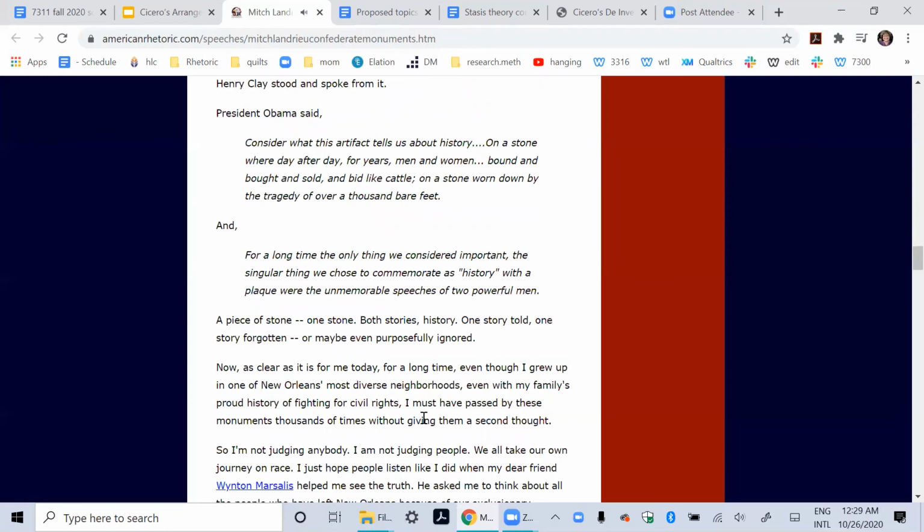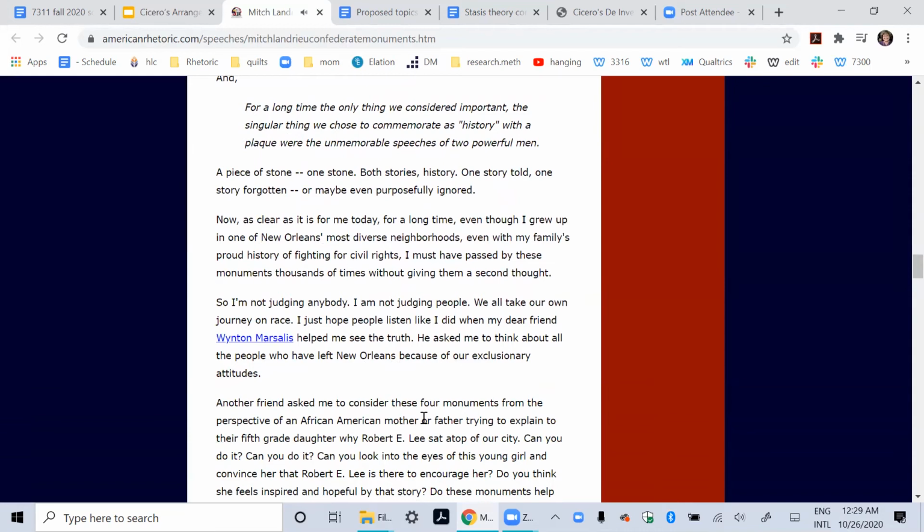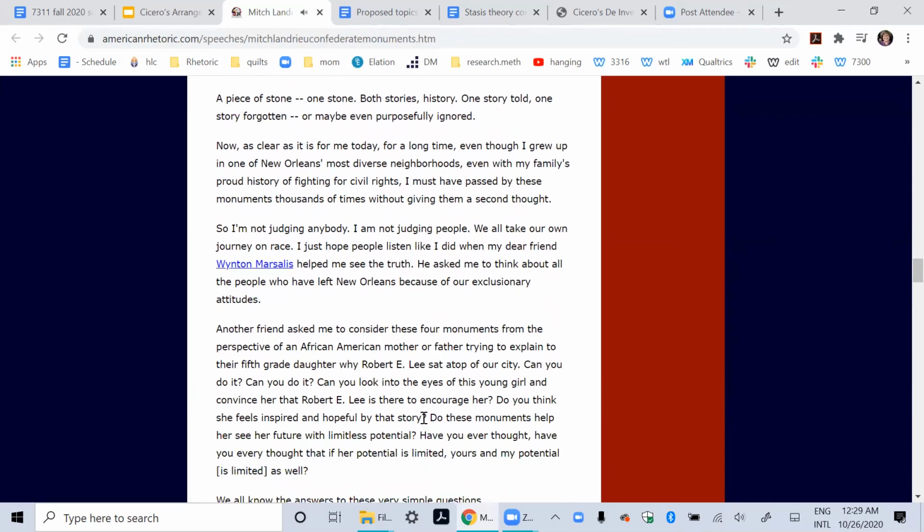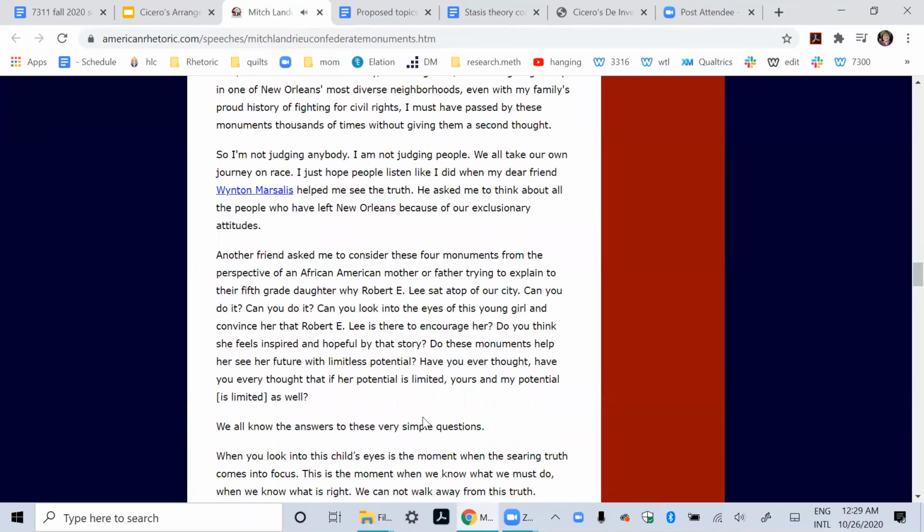Now, as clear as it is for me today, for a long time, even though I grew up in one of New Orleans' most diverse neighborhoods, even with my family's proud history of fighting for civil rights, I must have passed by these monuments thousands of times without giving them a second thought. So I'm not judging anybody. I'm not judging people. We all take our own journey on race. I just hope people listen like I did when my dear friend Wynton Marsalis helped me see the truth.